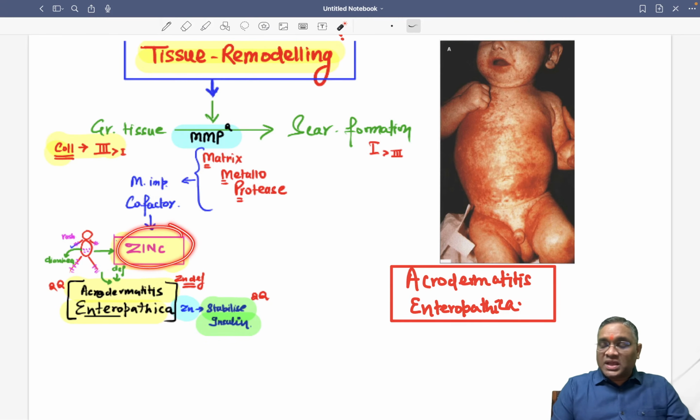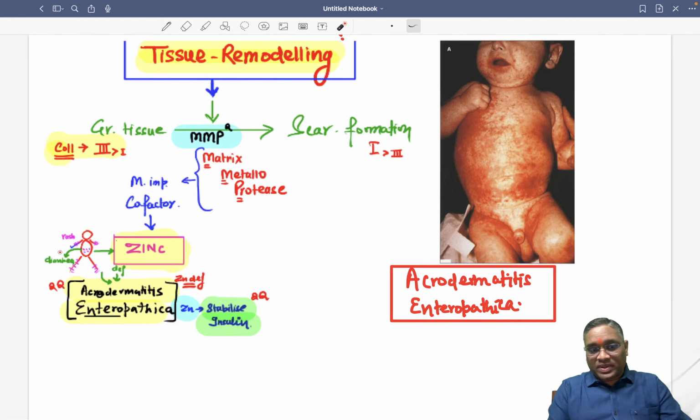So zinc is very essential for cutaneous wound healing, and when zinc is deficient, the patient may have a disorder like Acrodermatitis enteropathica, where you will see rashes all over the body and diarrhea, right? And apart from that, zinc is also very important for stabilization of insulin, and that is why zinc is added in many insulin injections or insulin medications, so that it can stabilize the insulin.